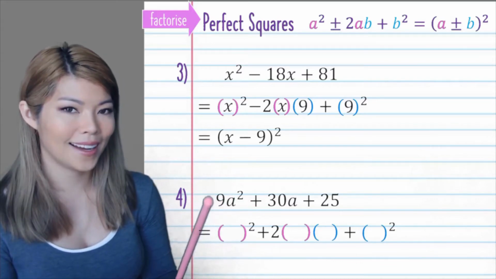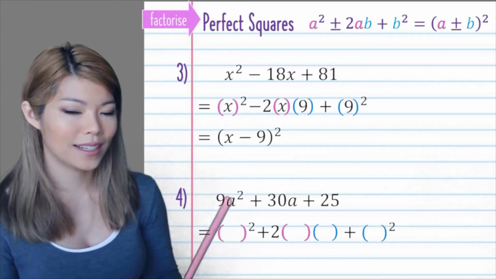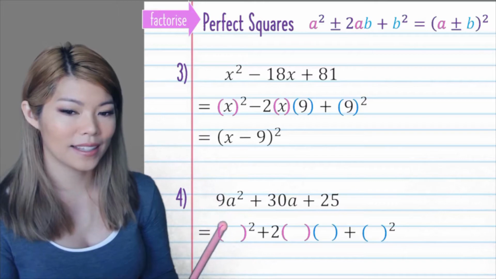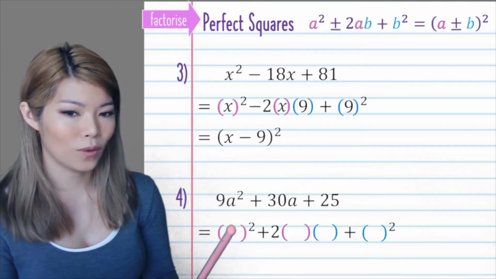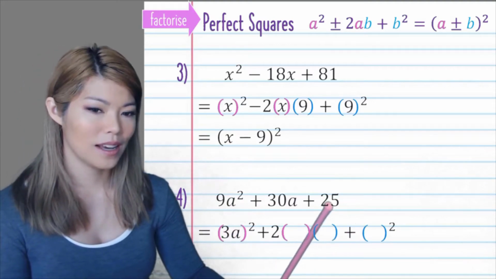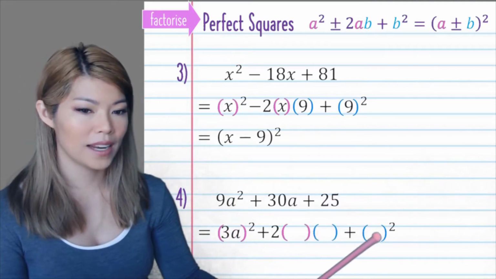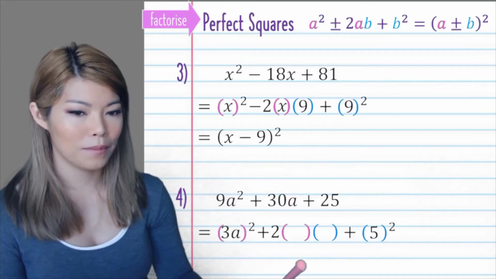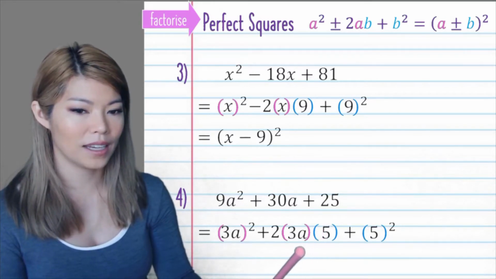What gives us 9a squared? What squared gives us 9a squared? That is, what times what is 9 and what times what is a squared? It is 3a. And over here, what squared gives us 25? That is 5. So fill in the middle with 3a and 5 and double check.